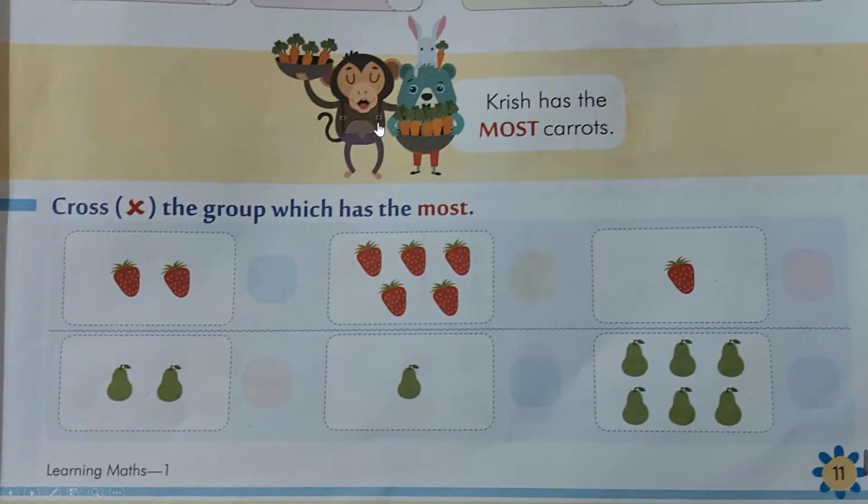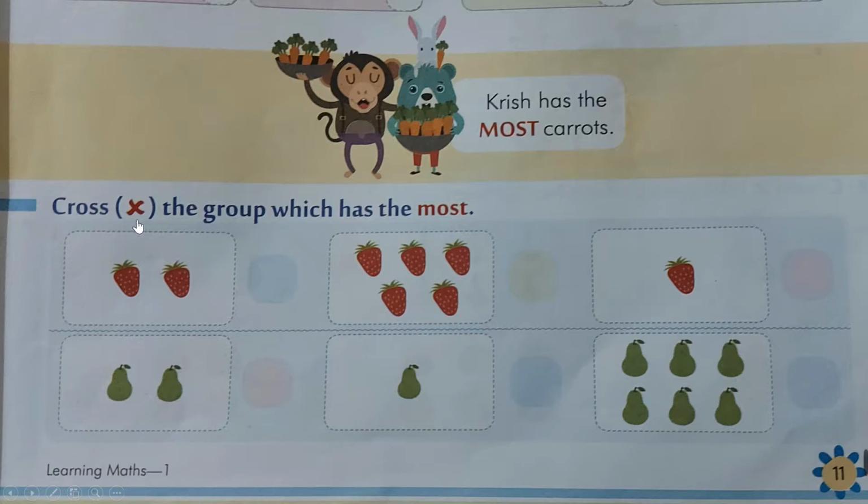See this image, children? Who are there in this image? Kinney, Krish and Rabbit. They are having carrots. Among the 3, who has most carrots? Yes, Krish has most carrots. Here we are comparing the carrots among 3. So we are using the term most. Understood, children? Among the 3, Krish has the most carrots. Let us do the exercises.